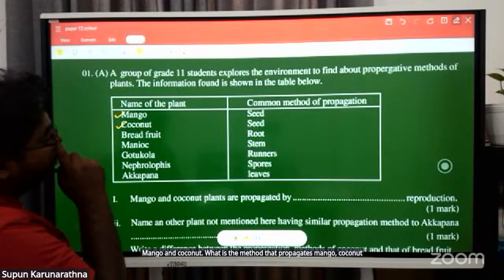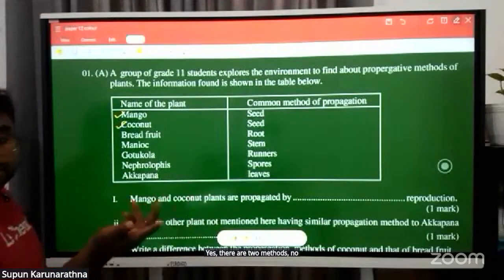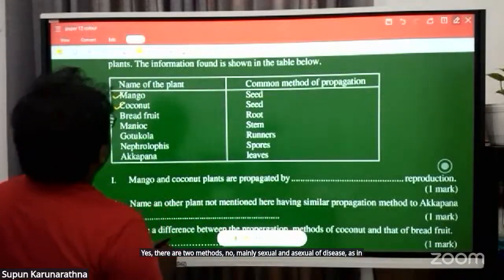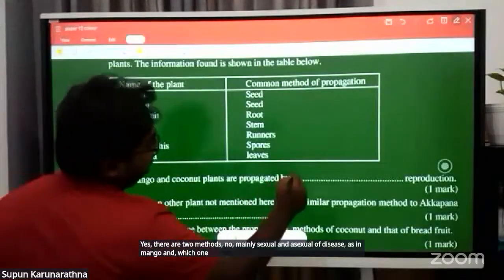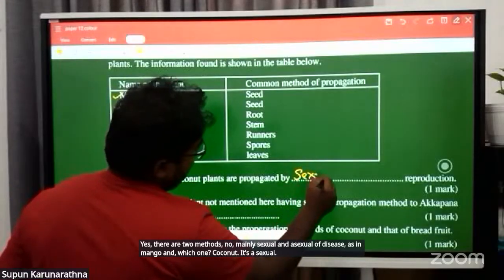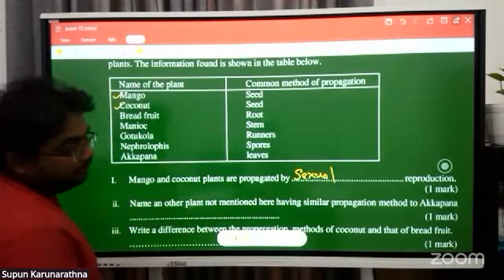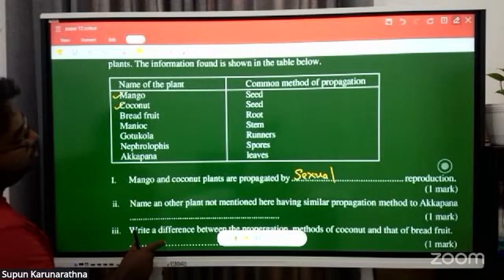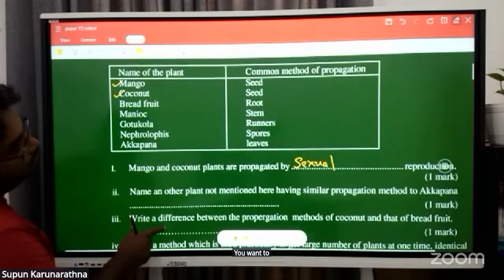Yes, there are two methods, mainly sexual and asexual. This is asking about mango and coconut, which one? It's sexual. Sexual method. You can get the 1 mark.